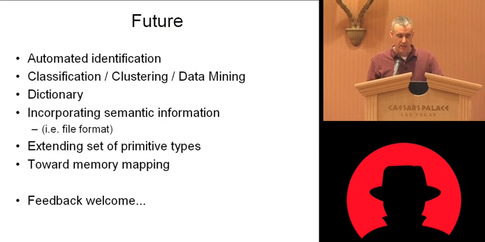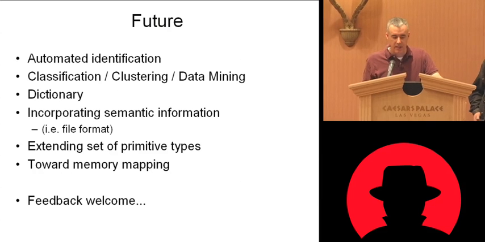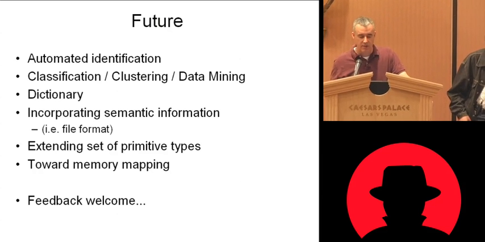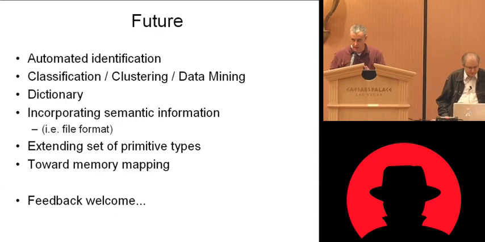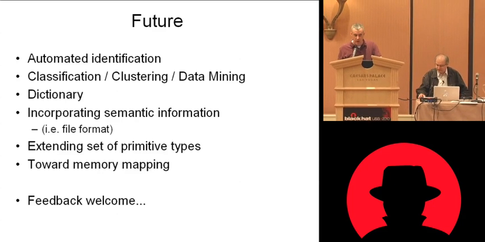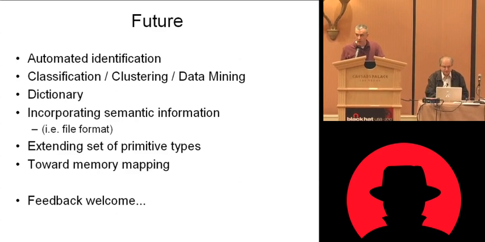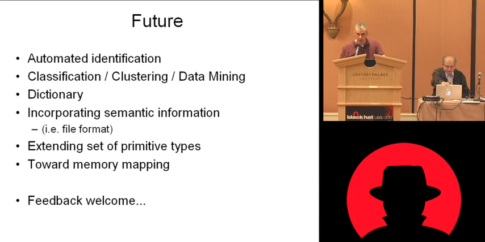So again, the theme is that there's potential here for automated identification. The idea of using classification techniques, clustering techniques, data mining techniques, combining all of that to have automation helpful. You could incorporate knowledge about what comes before, some probabilistic knowledge, like one primitive type typically follows another primitive type, or known offsets in a file format. It'd be nice to extend the set. And I like the idea of a memory map, a tool that you can just pour any binary at, and it'll give you its best guess at what the map is, preferably with a plug-in architecture.